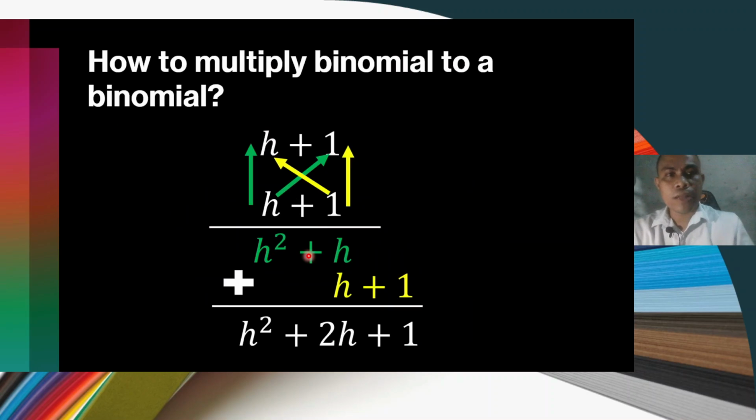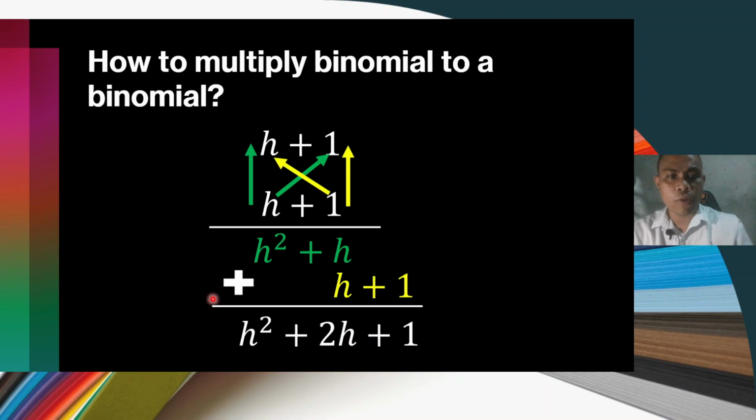Okay? So, paano natin i-multiply yun? Isulat lang natin vertically, h plus 1 times h plus 1. Unang gagawin natin yung naka-kulay green na arrow. So, we have h times h, that is h squared. Next is h times positive 1, that is positive h. Next, yung naka-yellow naman na arrow, that is positive 1 times h, that is equivalent to h. Then positive 1 times positive 1 is equivalent to positive 1.